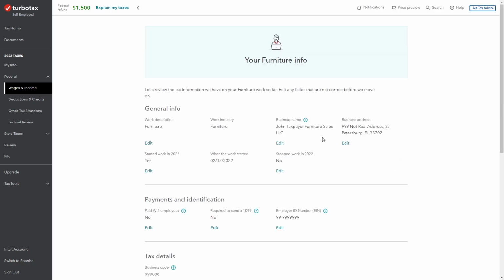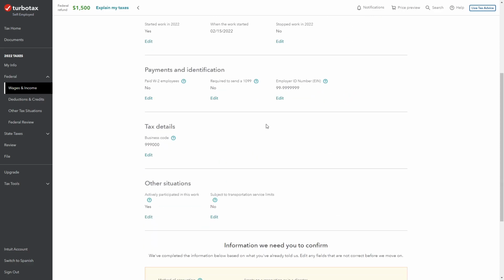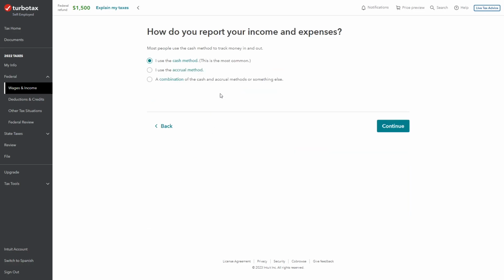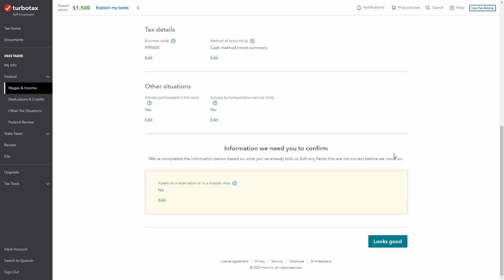Okay, so once we get through that initial couple of questions, it's going to provide us a summary of what we've entered. And it does ask us for information to confirm at the bottom. So we are a cash method taxpayer. We're not going to do the accrual method. So we'll go ahead and confirm that.